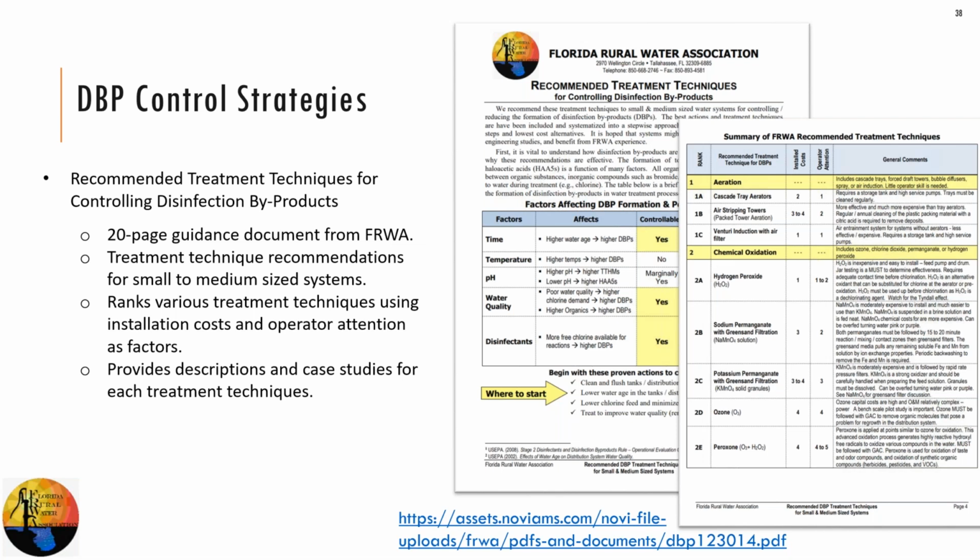These treatment options are ranked from 1 to 6 in terms of costs and operator knowledge that are required to operate that treatment option, and it ranks each individual treatment technique from 1 to 6 using that criteria to give you a better idea of which options might be beneficial and which options might not suit your system. Each of these treatment techniques are supplemented with descriptions as well as case studies that show how effective each individual option was.